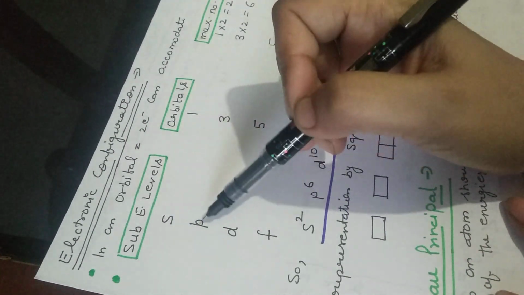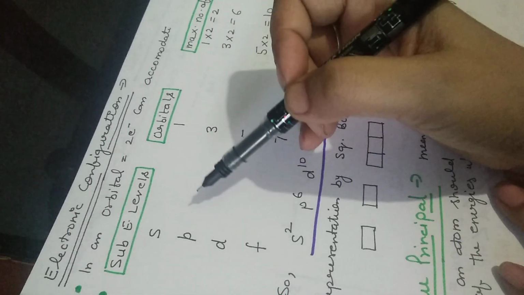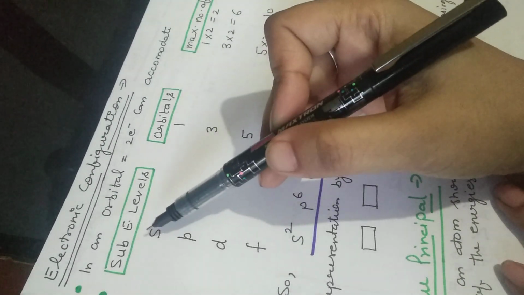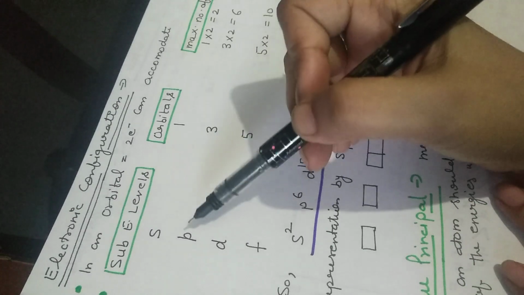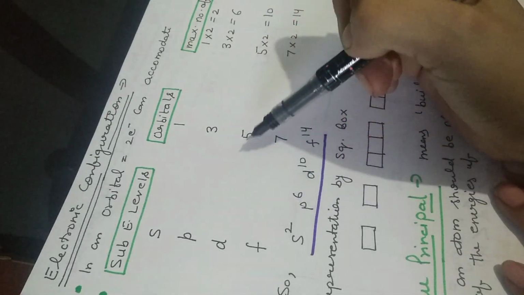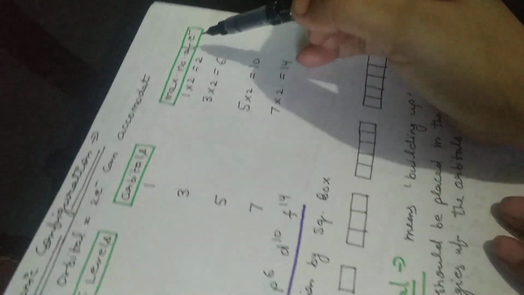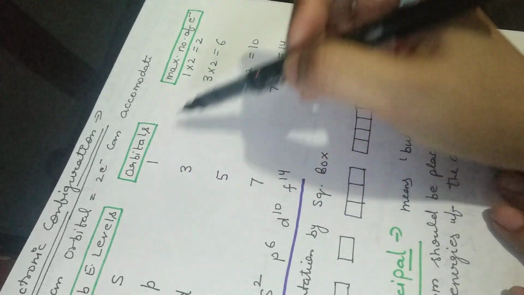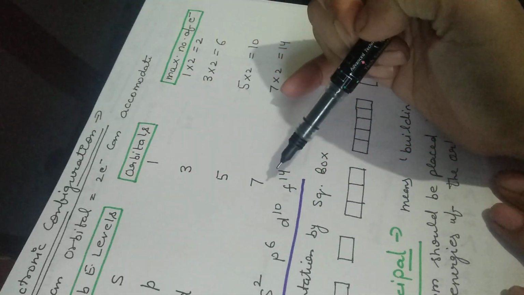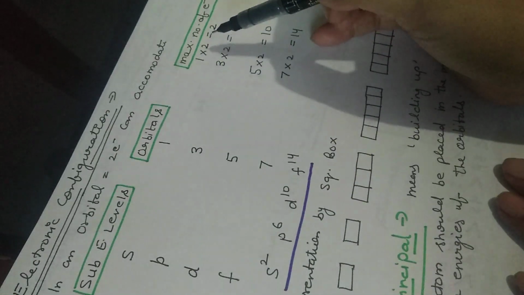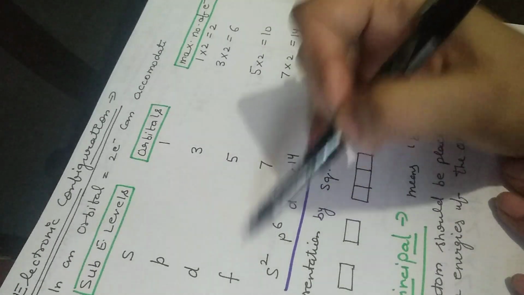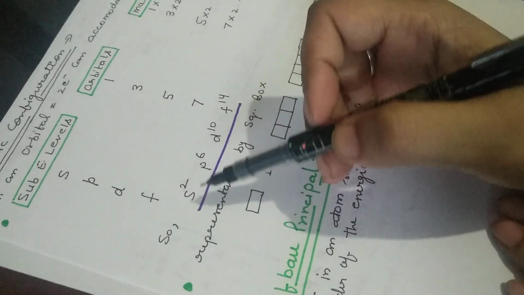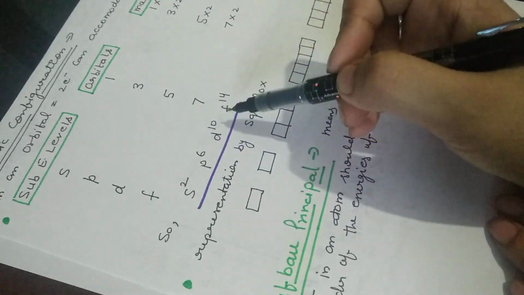Okay, second, we learned that there are 4 sub energy levels. They are S, P, D and F. And how many orbitals does each have? S has 1 orbital, P has 3 orbitals, D has 5 orbitals and F has 7 orbitals. Now, for the maximum number of electrons, because one orbital can accommodate 2 electrons, we will multiply each one by 2. So the S orbital can accommodate a maximum of 2 electrons, P 6, D 10 and F 14. So I will write it here: S2, P6, D10 and F14.